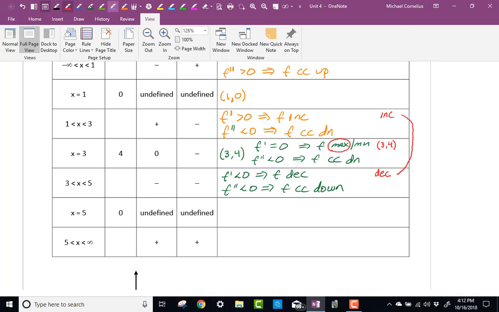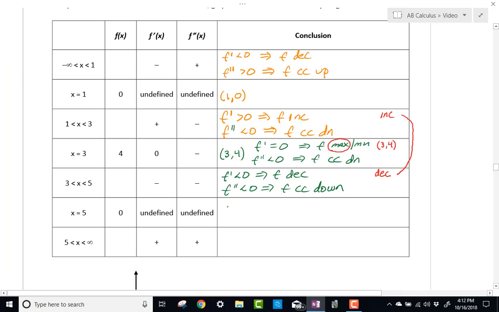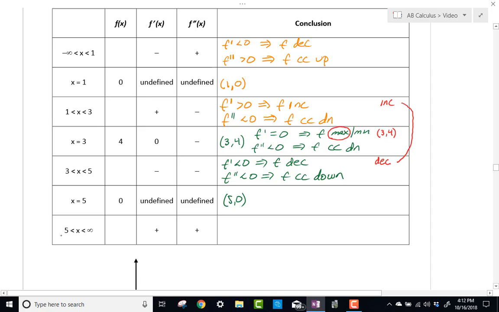All right, back to our chart. At x equals 5, we have another point, 5, 0, but again, the derivative and the second derivative are undefined, which means the limit from the left and the right are not the same. Now, it doesn't say it's 0. It says it's undefined, which means the limit is not the same. Last one, 5 to infinity. The derivative is positive, so f prime greater than 0 implies that f is increasing. F double prime greater than 0 implies that f is concave up. All right? So it also looks like we changed concavity at 5, 0 as well.